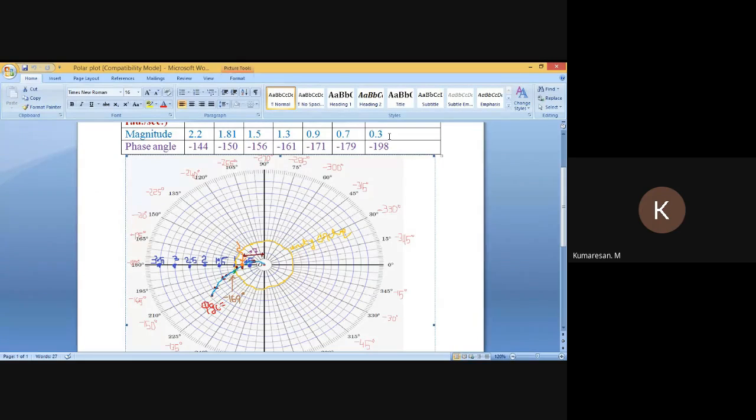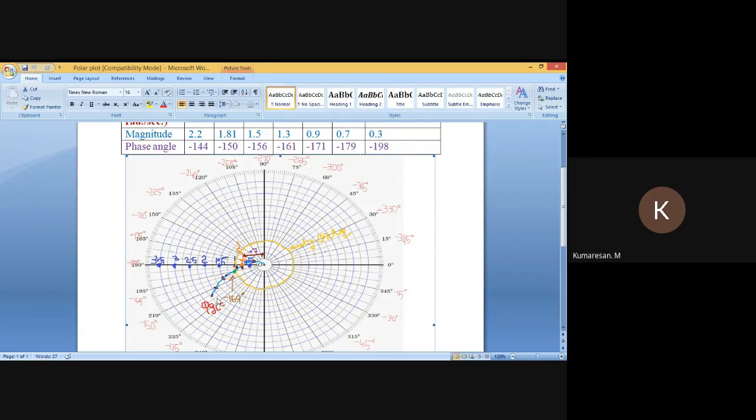But here we take the first blue circle as 0.5, the second blue circle 1, then 1.5. Here we are increasing the value by 0.5 each time. So the first circle is 0.5, the second 1. Each circle increases by 0.5. So these are the magnitudes given for this exercise.